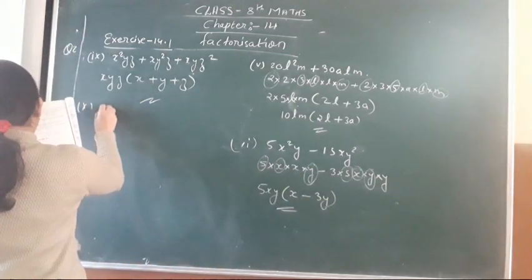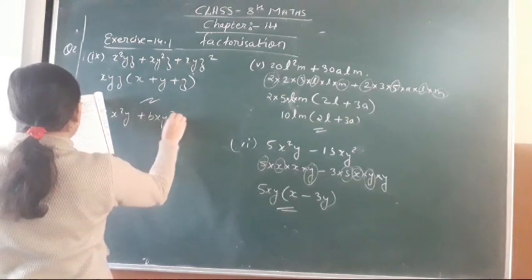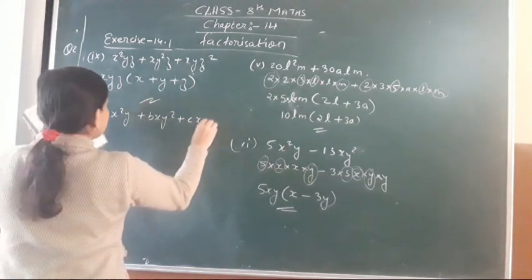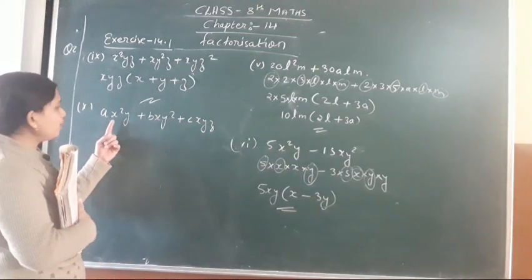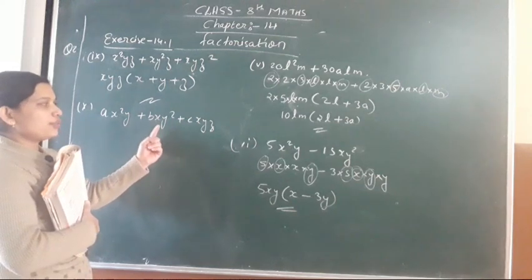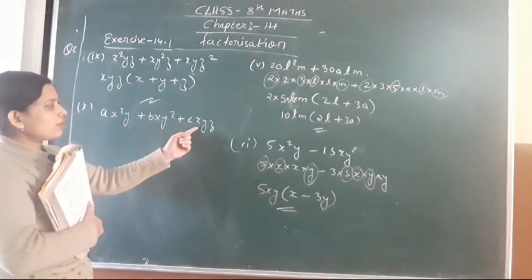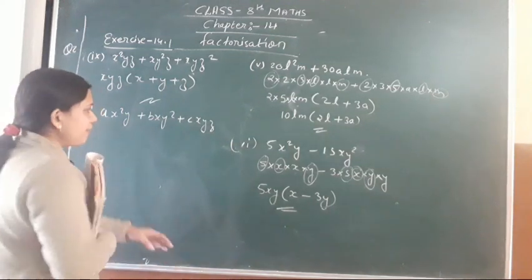10th one, ax square y plus bxy square plus cxyz. So what are the factors of these terms? First term, that is a into x into x into y. What is the factor of the second term? B into x into y into y. What is the factor of the third term? That is c into x into y into z. These are the factors, isn't it?